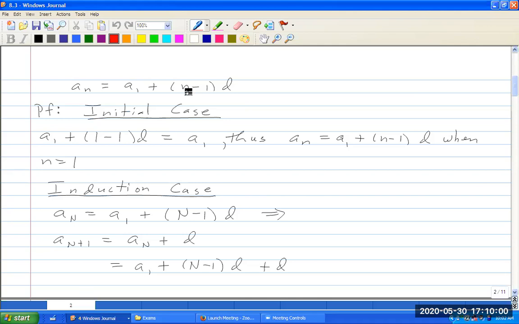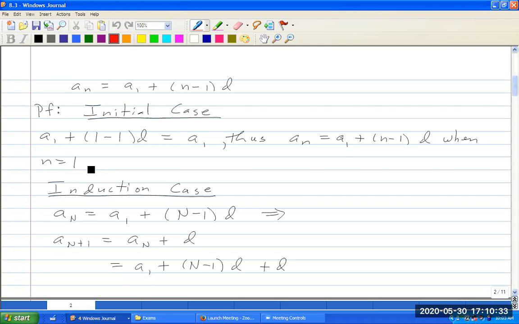So replacing n here by 1, I get a sub 1 plus 1 minus 1 times d. Well, 1 minus 1 is 0. 0 times d is 0. So a sub 1 plus 0 is just a sub 1. If I replace n by 1, well, then a sub n is a sub 1. So therefore, these things are equal. They're both equal to a sub 1 when n is equal to 1. So I've shown that this formula is true when n is equal to 1.